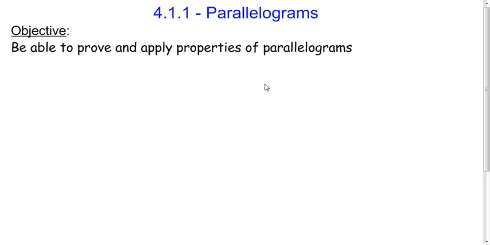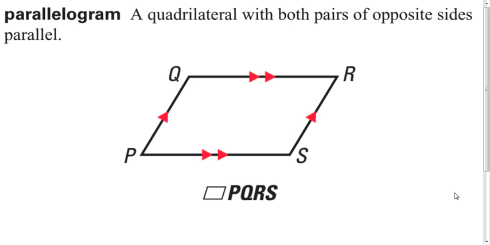Hello class, in this lesson we'll be learning about parallelograms. So think about what that word means to you, then I'll show you the math definition. So in a parallelogram we have a polygon with 4 sides, and both pairs of opposite sides are parallel. So you name it with its 4 vertices. You don't have to write the parallelogram symbol in front.